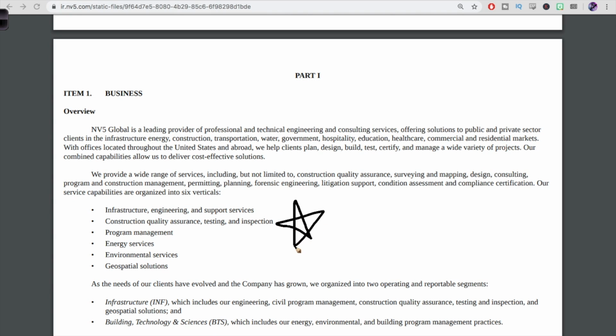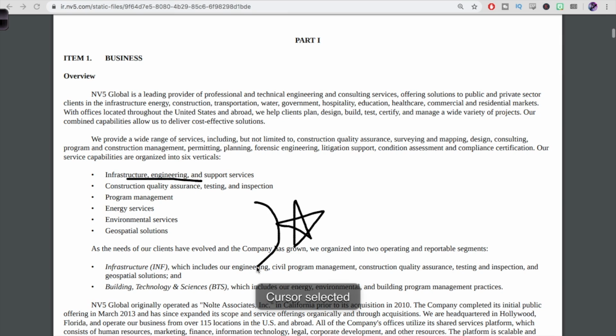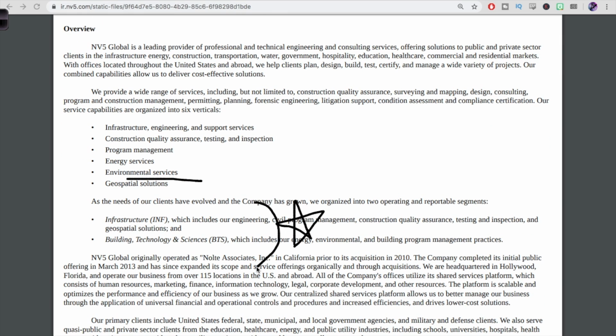And so I'll put a star right here. This is the first thing I look for, right? How the business makes its money. And it is right here. They provide a range of services and it is organized into these 6 categories. And so that's how the business makes its money. Now going a little further down into the report, we see these 6 categories right here.